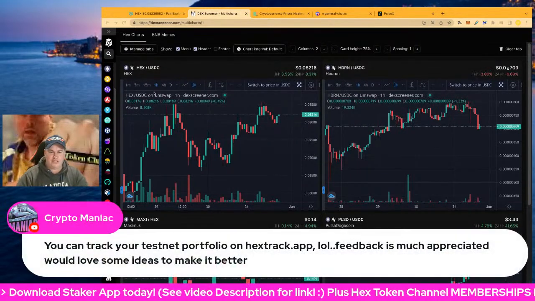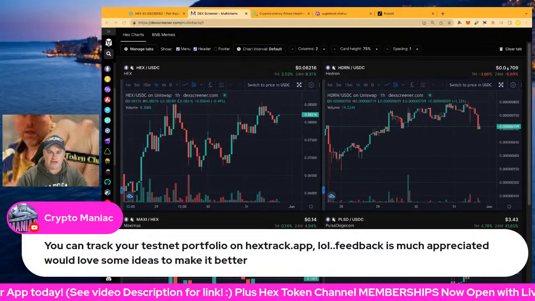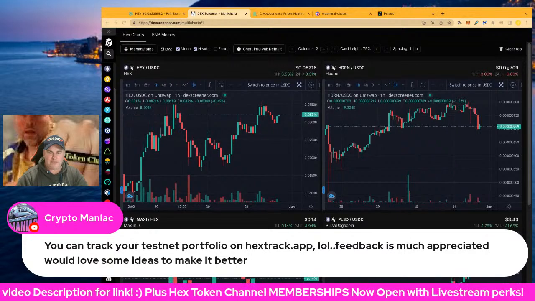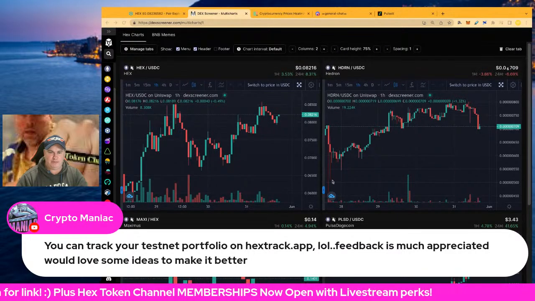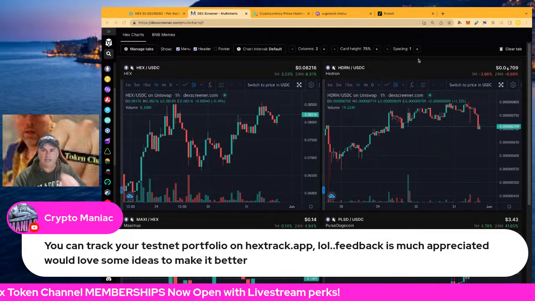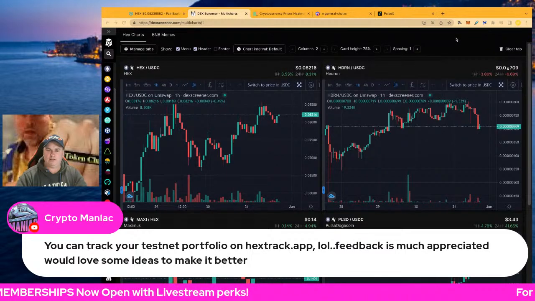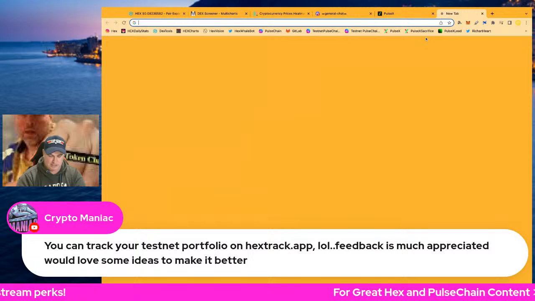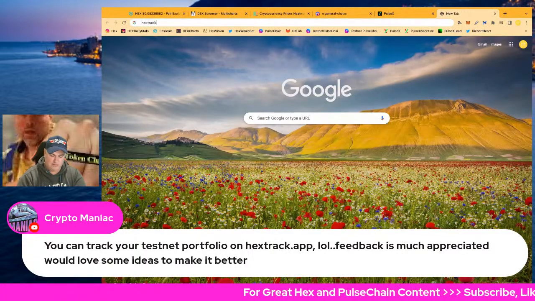Cryptomaniac says you can track your testnet portfolio on hextrack.app. Lol, feedback is much appreciated. Would love some ideas to make it better. All right, cool. Well, I've looked at that, Cryptomaniac. Hextrack.app. Let's check that out.